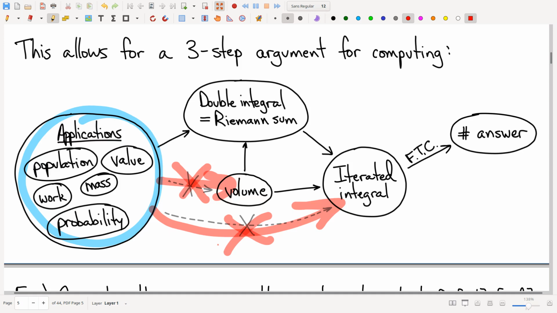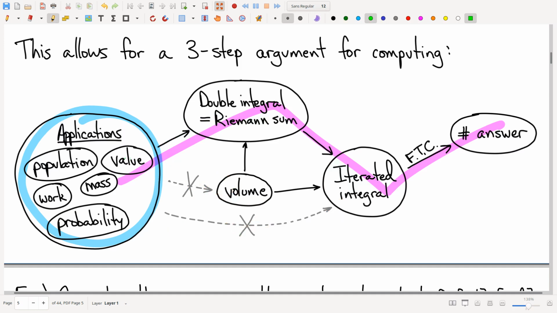But we have exactly one reasonable path that we can follow, and you can see the path right here. The path is like this. Step 1: turn your application, whatever it is, into a Riemann sum, aka double integral. Argue that the whole is the sum of the parts, in other words. Sure. Cool. No problem. Double integrals are designed to make sense for any sort of accumulating quantity.